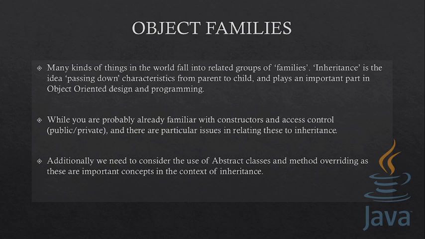Yes. So I think you're already familiar with constructors, right? What is the purpose of constructors in classes, and access control and modifiers? We can set some variables or properties or attributes to be public or private. Private meaning some classes or your main program cannot access it directly. Okay. So we also need to consider the use of abstract classes. There are cases where you can use abstract classes and method overriding, as these are also important concepts in the context of inheritance.